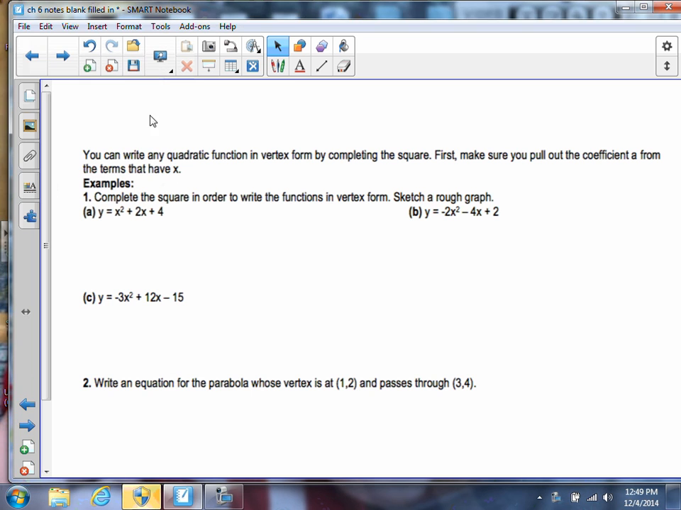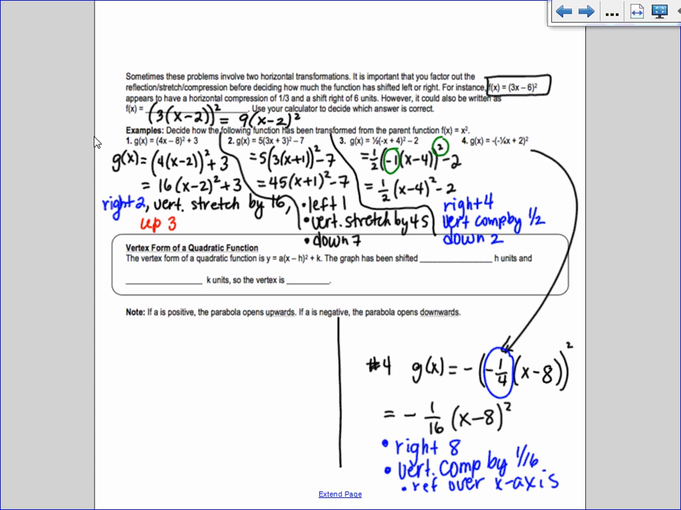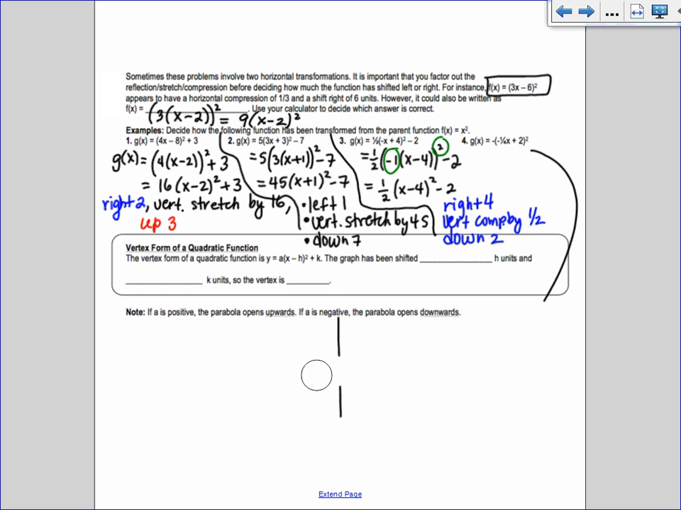We were at the very end of section 6.6, but we hadn't talked about vertex form yet. Okay, so we write things in vertex form when it's in the form y equals a times x minus h squared plus k. So that's what I have here. So y equals a times x minus h squared plus k.